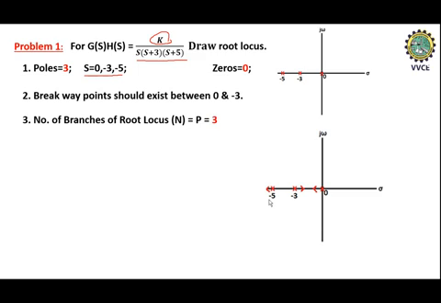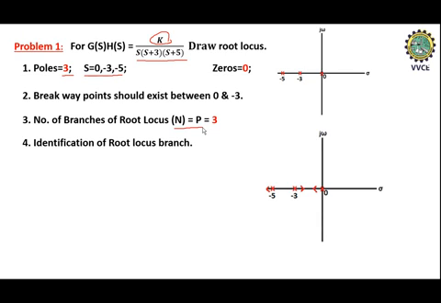Next, the third step is the total number of branches of the root locus. Root locus may have many branches, but for this problem the total number of branches will be equal to the maximum of the number of poles and zeros. Here the poles are greater than zeros, that is 3. So we can directly write the total number of branches of the root locus as n equal to 3.